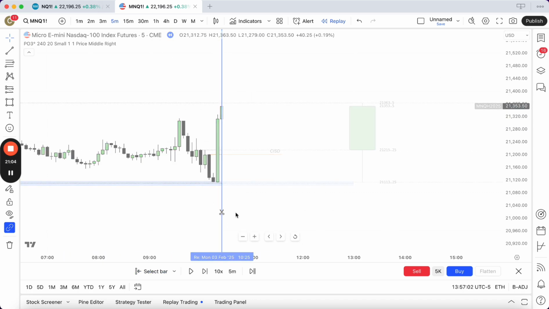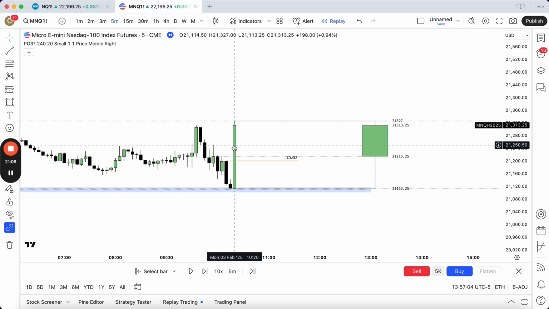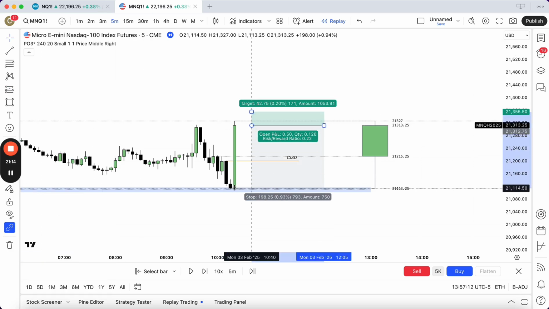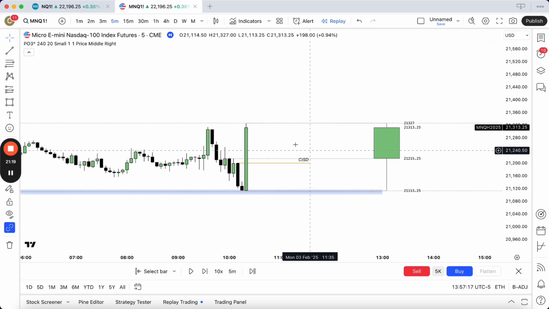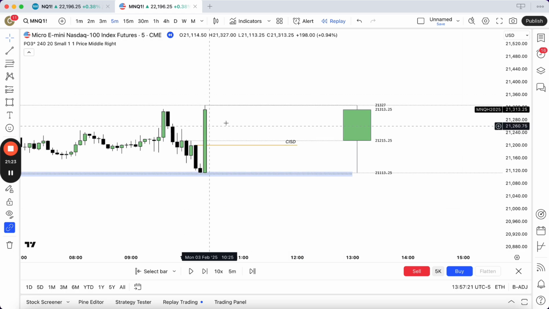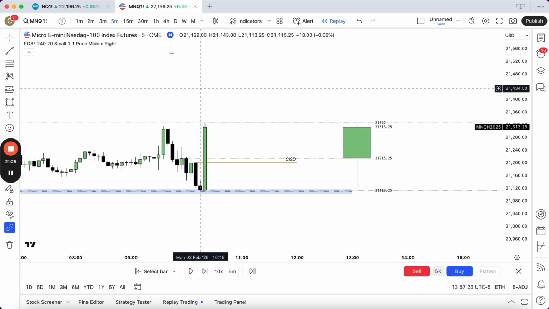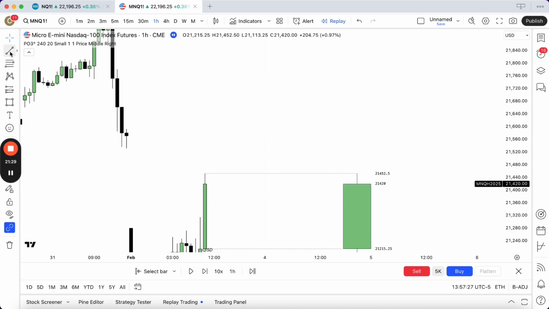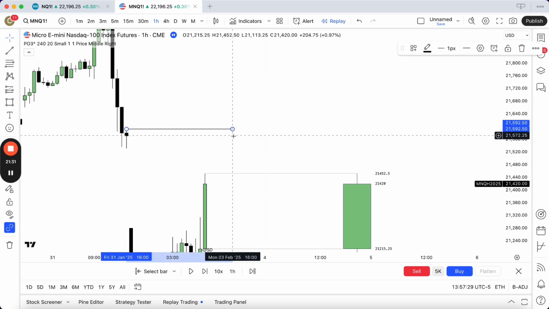Why is there no entry? Because this was the candle that changed the state of delivery, right? But look at this range. This is a 198 point stop. Forget that. I would never take that. I would either wait for a retest or just, this wouldn't be a trade. But obviously, we would target buy side liquidity, which would probably be this NWOG right here.